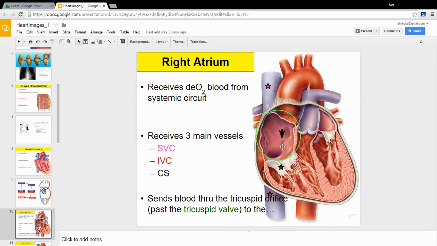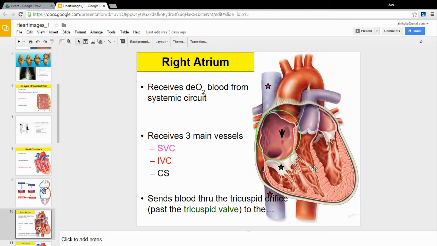There's also an opening right here where I've got my black arrow. That is the opening to the coronary sinus, which is a big fat vein that actually drains the blood that was feeding the wall of the heart itself. Now from the right atrium, blood passes downward easily enough through the tricuspid orifice, the hole here between the right atrium and ventricle, past the tricuspid valve, this parachute-like thing, and we get into the right ventricle.